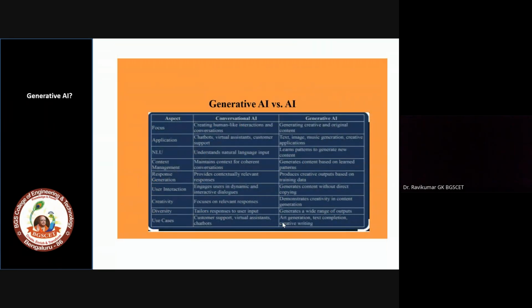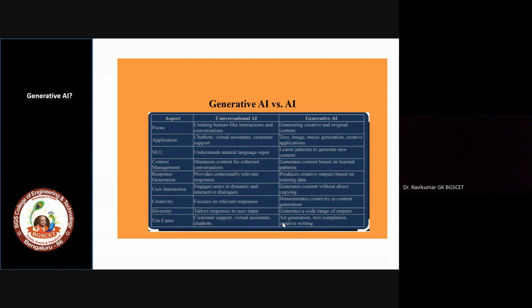So let me take you through the difference between conventional AI and generative AI. We all know what conventional AI is. I will just explain one example. Generative AI is the one which is generating. Let me take you through some five to six comparative statements. First, focus. Conventional AI focuses on creating human-like interactions and conversations, whereas generative AI creates original content. Correct? It creates original content.